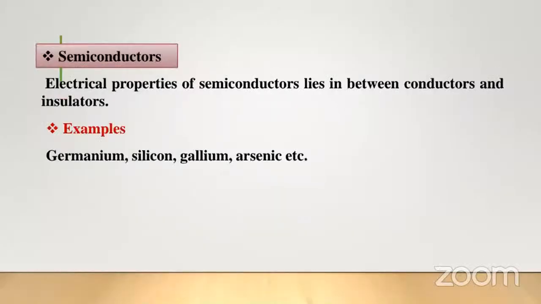So the best examples of semiconductors: germanium, silicon, gallium. These are the best examples of semiconductors. Semiconductors also depend on temperature. For example, at zero degree temperature, it behaves as an insulator.